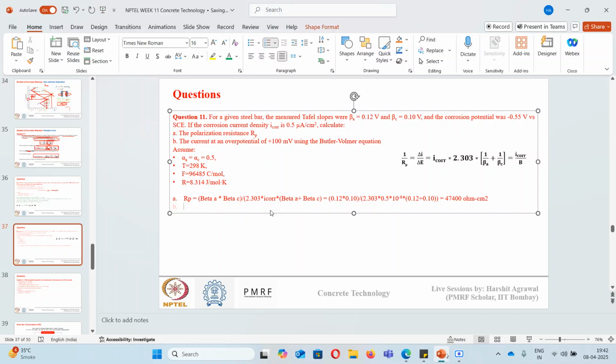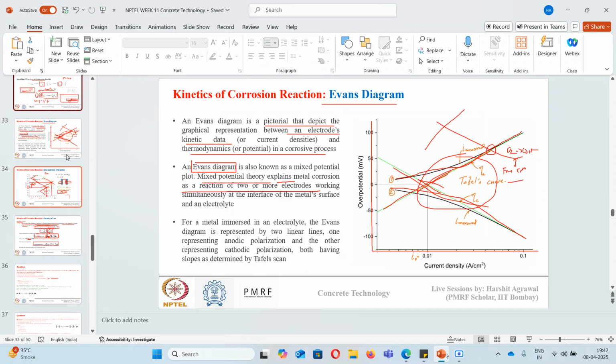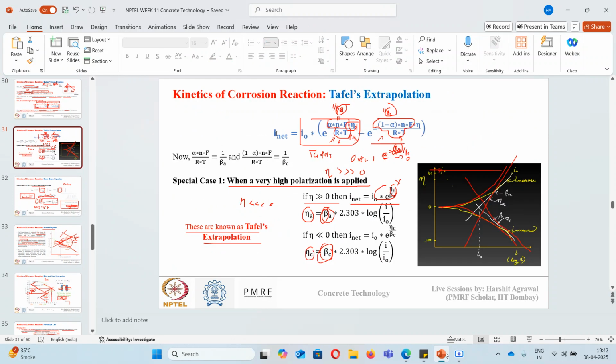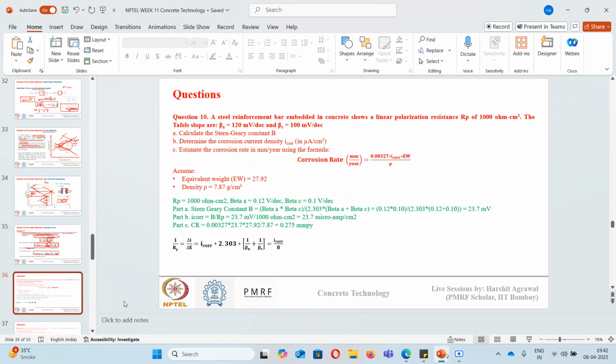Now part B, the current at an overpotential using the Butler-Volmer equation. For this you need to use the Butler-Volmer equation that we have derived earlier. You see this equation here. This equation is needed now.